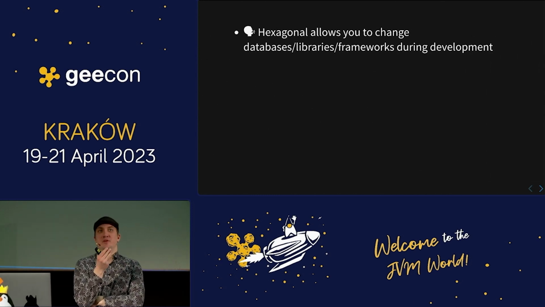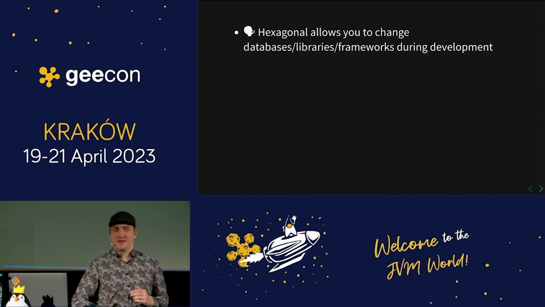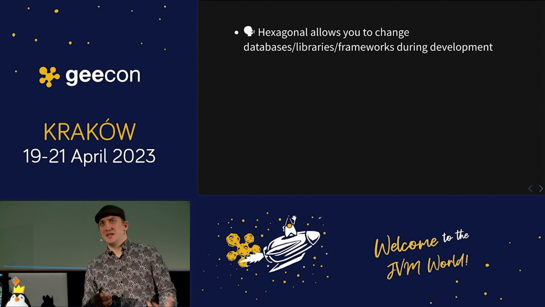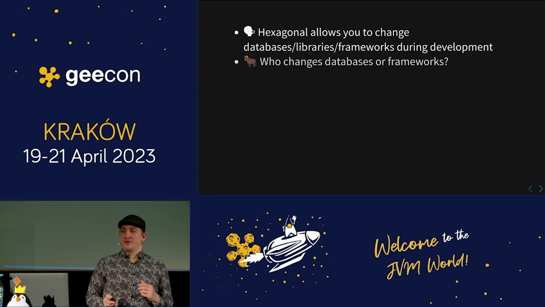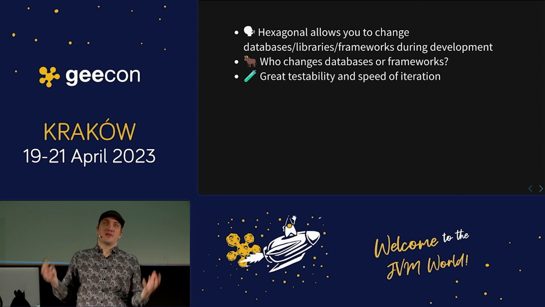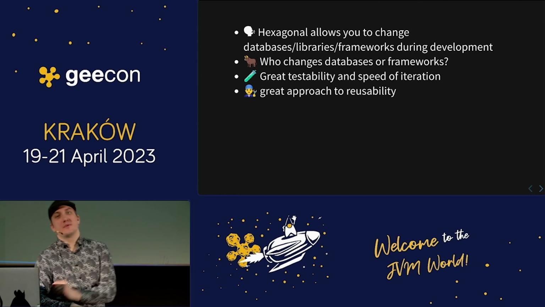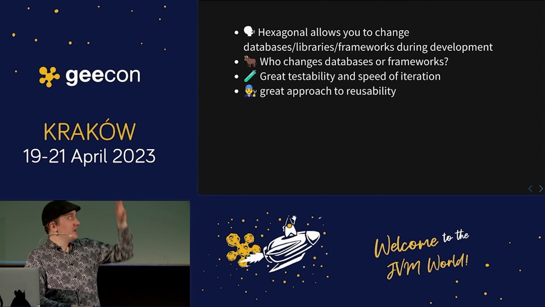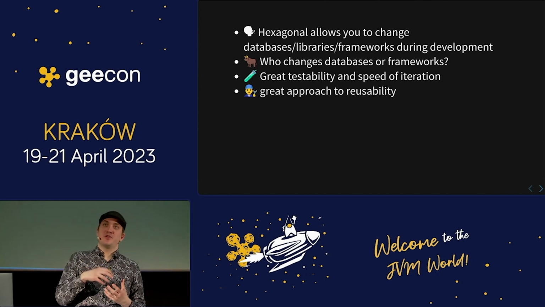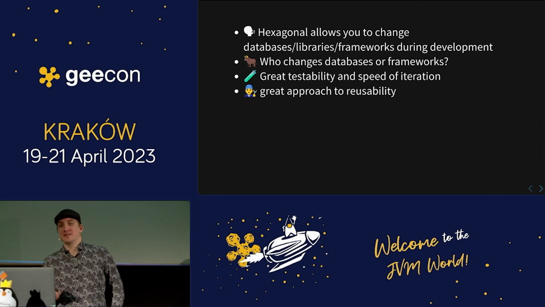And let's take what people are thinking about Hexagonal. They are usually saying that it allows you to change databases, libraries, frameworks during development. Have you tried to sell it using these words? Do you think that anybody knows when you will change the database or frameworks? Is it happening quite often? I don't think so. For me, using Hexagonal is more about having great testability and speed of iteration, because you can easily mock the outside world because it's not webbed inside your application, it's not in the spaghetti. And for me, it's also a great way for reusability. At least in this architecture I have created, I can easily change the implementation in these extension points I have created in these ports, because I already know that there are places where I can easily put another object and it will work if I test it correctly.